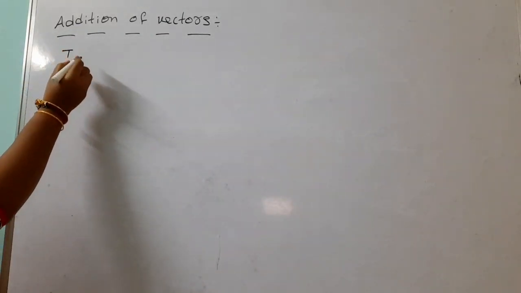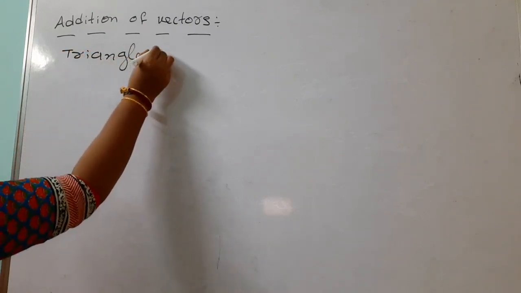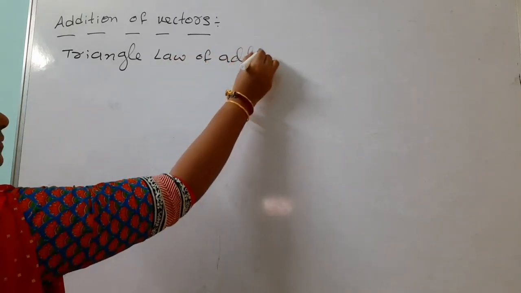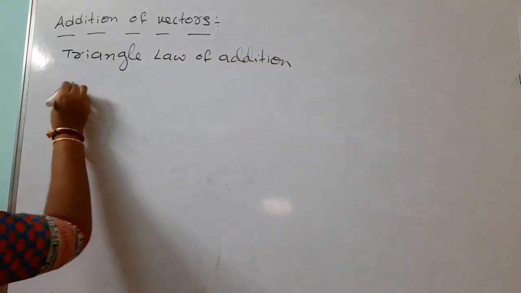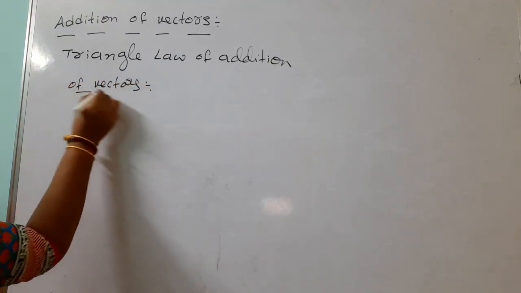See, what is the triangle law of addition of vectors? We can take one triangle. This is called the triangle law of addition of vectors. This is also called the graphical method.